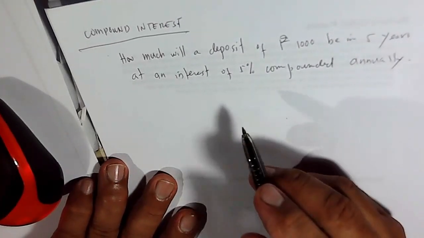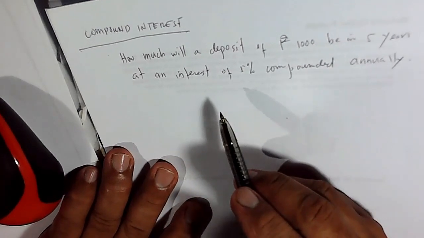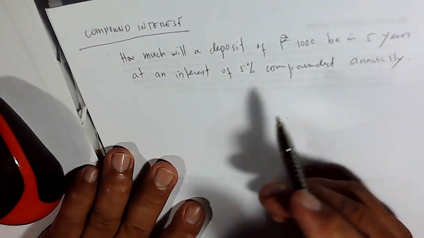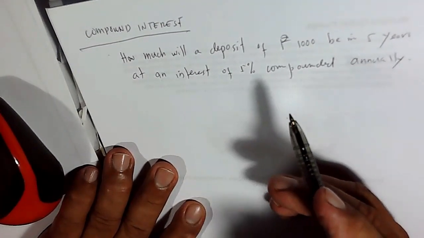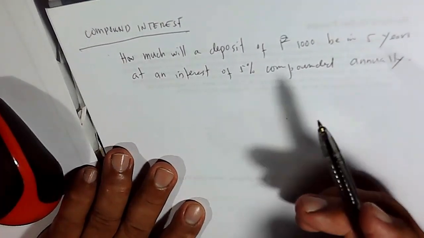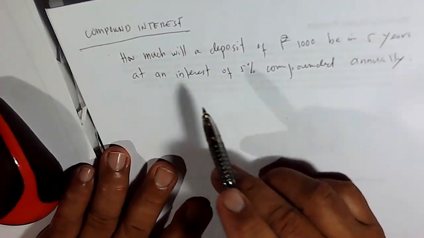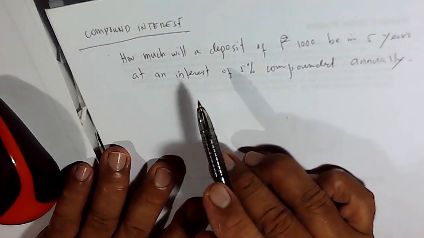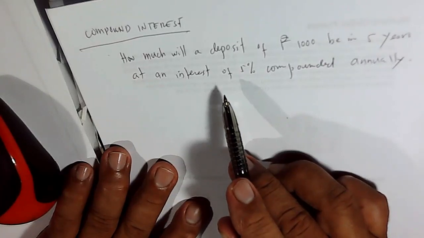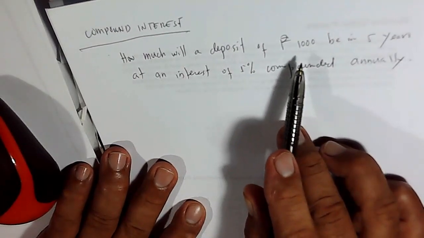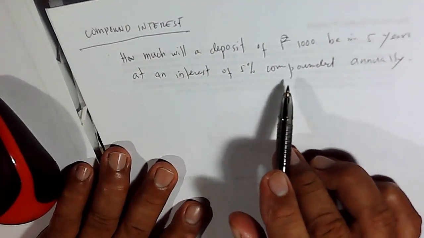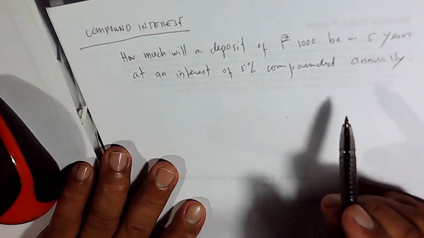Okay, now we have the compound interest, and we know that compound interest is interest on top of the interest. It means that when you have an interest for your principal on the first year, this interest will be included on the next year. Okay, in this problem, we are going to determine the total interest within 5 years with a principal of 1,000 pesos at an interest rate of 5% compounded annually. So compounded annually is yearly.